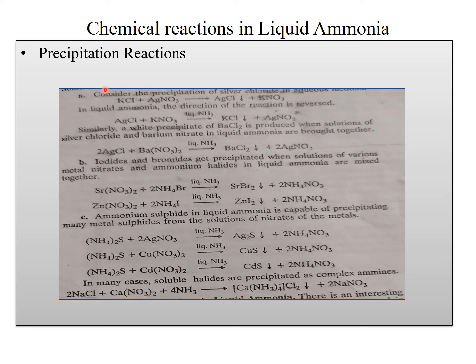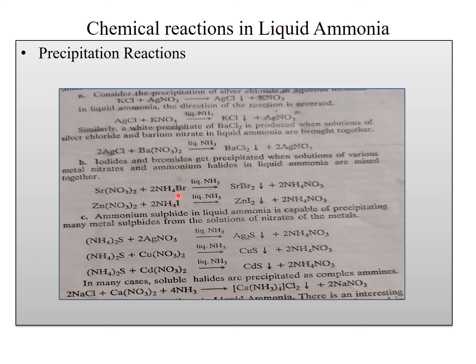First, consider the precipitation of silver chloride in aqueous medium. That is, KCl reacts with silver nitrate to form AgCl and KNO3. In liquid ammonia, the direction of the reaction is reversed. That is, AgCl reacts with KNO3 in the presence of liquid ammonia to form KCl and AgNO3. Similarly, a white precipitate of barium chloride is produced when the solutions of silver chloride and barium nitrate in liquid ammonia are brought together.